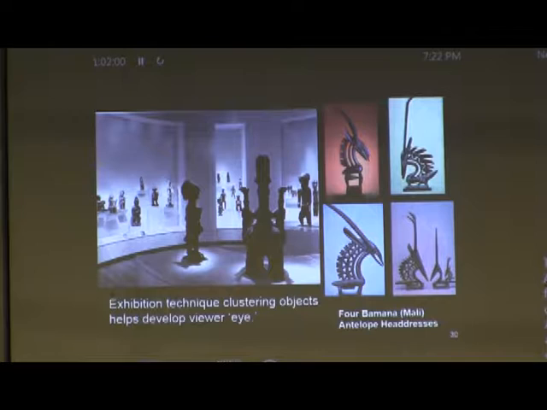Now, most museums don't show this. Generally, they don't have the material in their collections to be able to do this. It's not because they intentionally want to befuddle you or not help you develop your eye, but because they really don't have the depth in their collections. Sometimes I think they think it's just a little bit redundant.